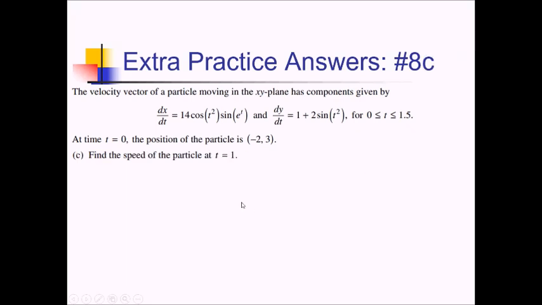For this part, they want the speed of our particle at time 1. So for this, I just need to take the components of velocity and put them in the Pythagorean theorem. So I'm going to have x prime of 1 squared plus y prime of 1 squared, square rooting all that. And conveniently, I already have these two functions entered as y1 and y2 in my calculator. So let me just go straight there and take care of that.